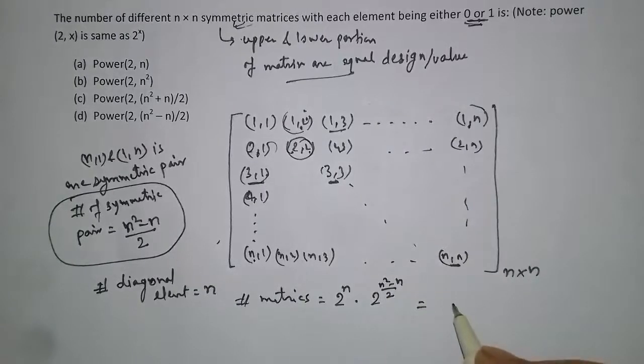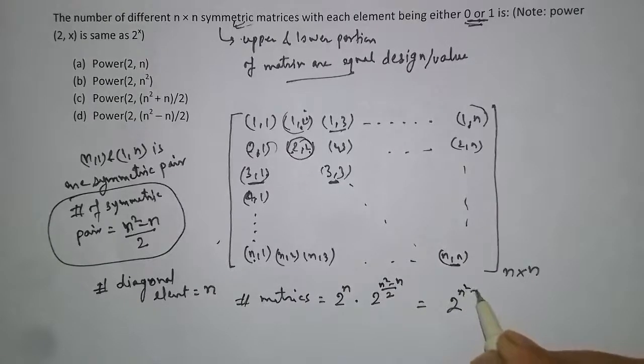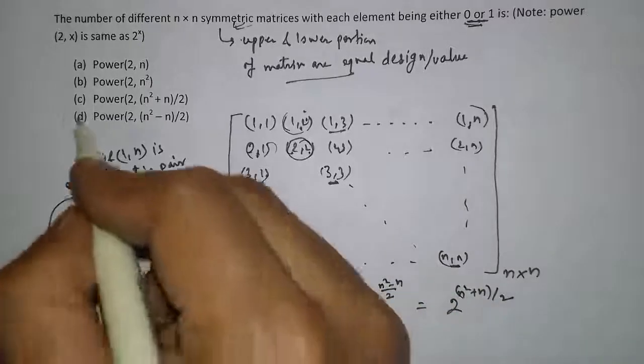The total number of symmetric matrices is equal to 2 to the power n squared plus n divided by 2. I think C is the correct answer.